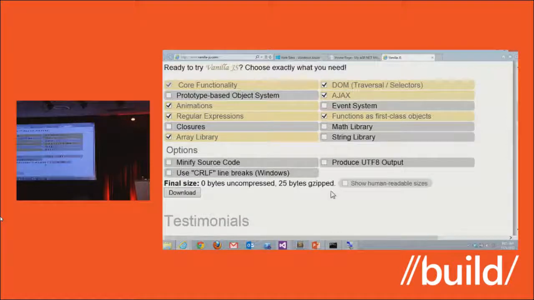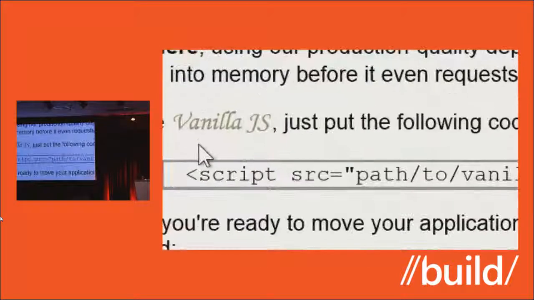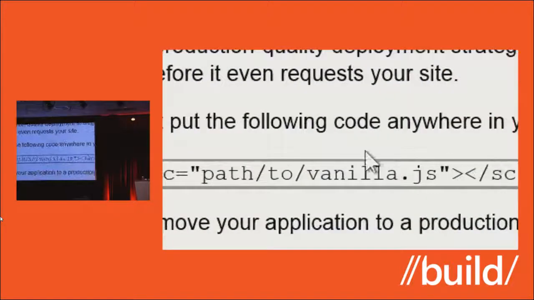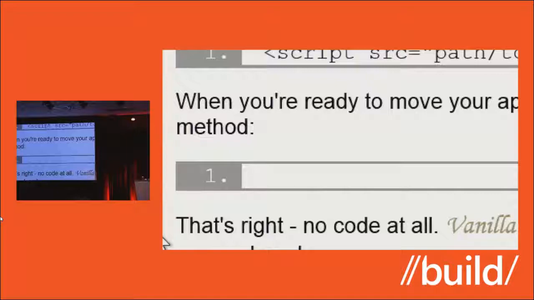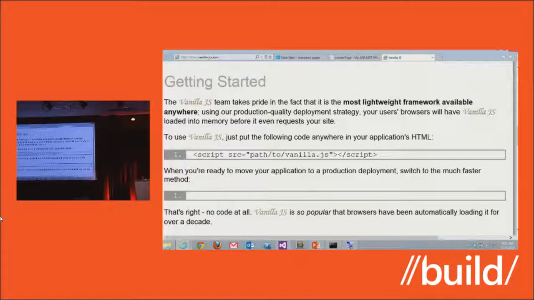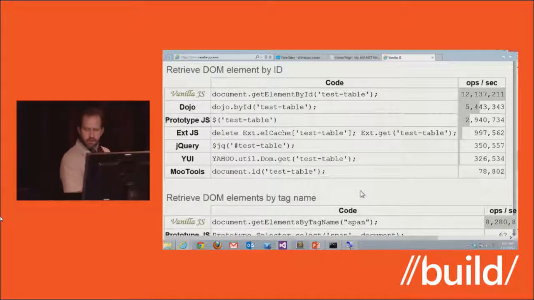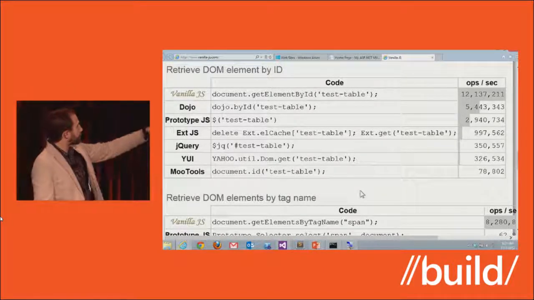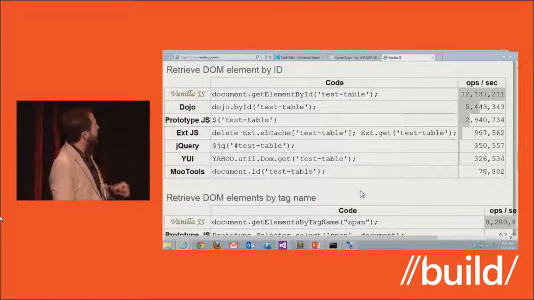And what's great about Vanilla.js is that this is your debug path to your Vanilla.js file. And then at production, you just change it. Best part about Vanilla.js is it's highly performant. This is a little example of the 12 million operations per second you can do using Vanilla.js library and jQuery.